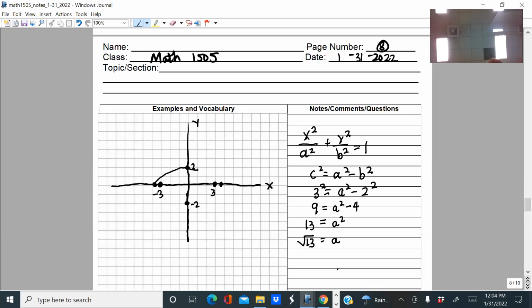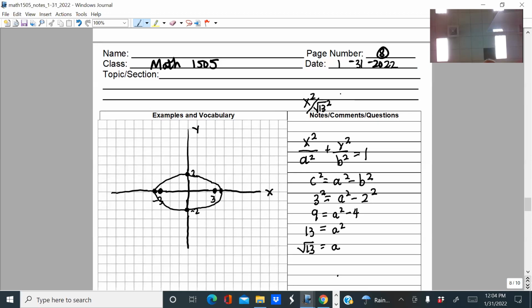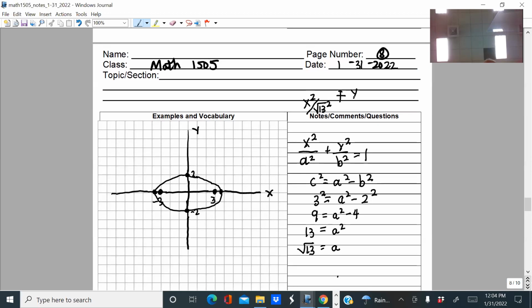So just connecting the vertices, the picture looks something like this. The equation is also easy to write down. So we have x squared over the square root of 13 squared, which is 13, right? Plus y squared over 2 squared is equal to 1. So you end up with x squared over 13 plus y squared over 4 is equal to 1, or that picture.